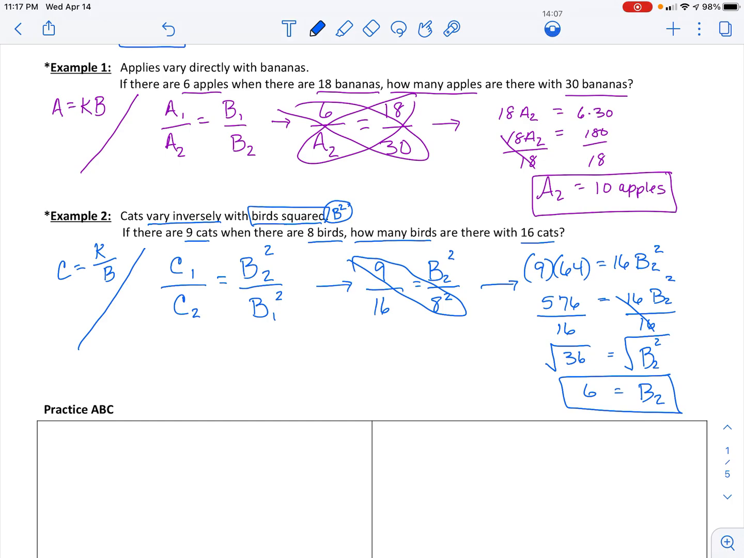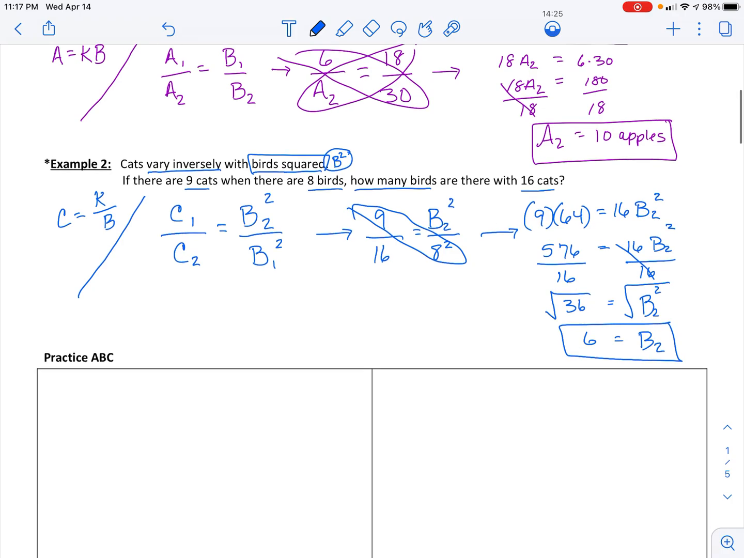So in the beginning, you have 9 cats and 8 birds, and then in the end, you have 16 cats and 6 birds. All right? Okay, next.